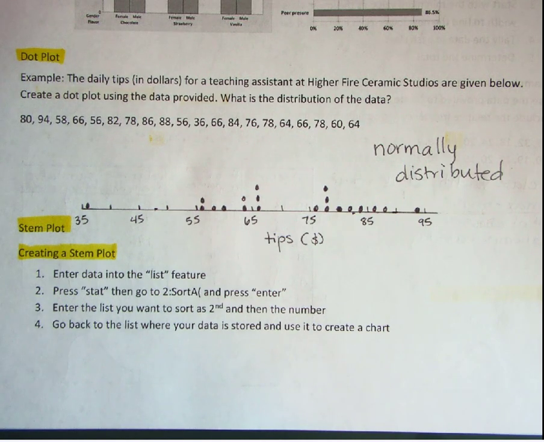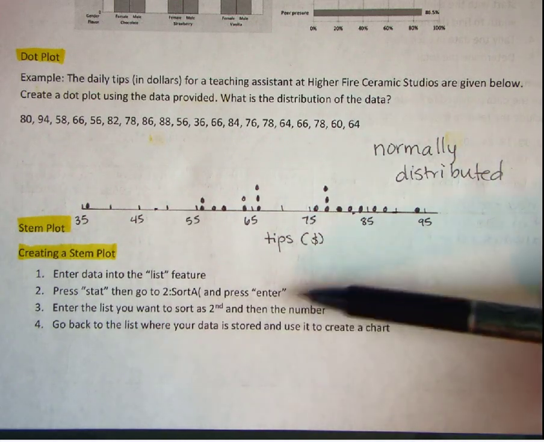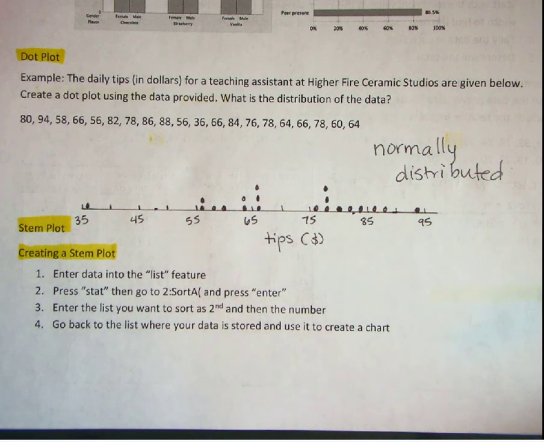A stem plot or a stem and leaf plot is another way to organize and display our data. To do this, we want to be able to use our graphing calculator to easily sort our data set. We're going to be entering our data in the list feature and then using these steps to be able to sort our data and use that information to be able to create our stem and leaf plot.